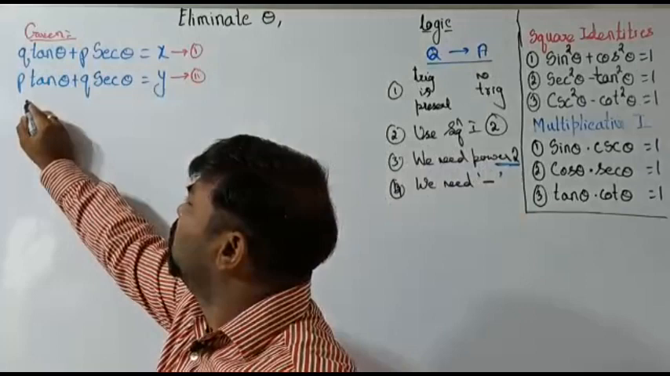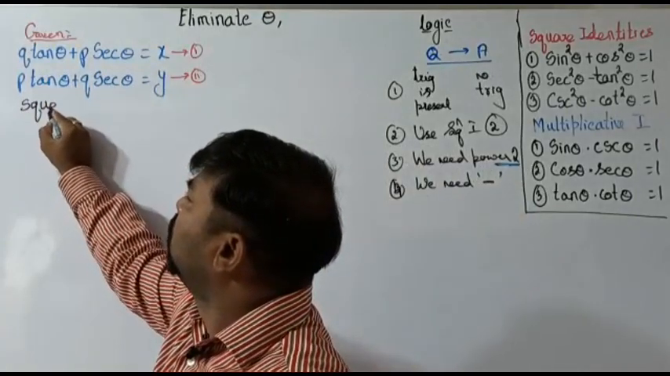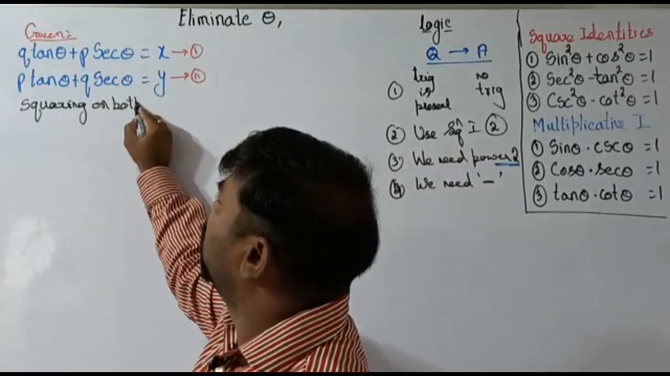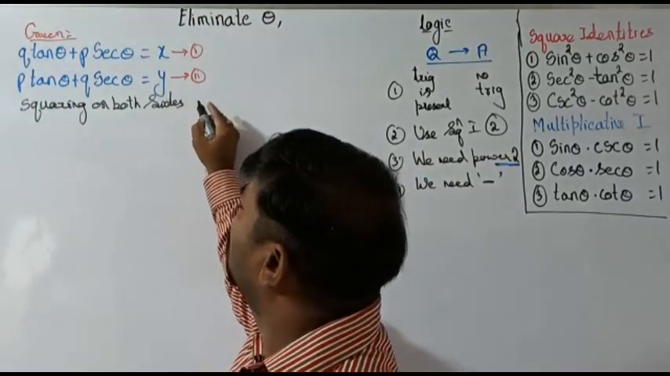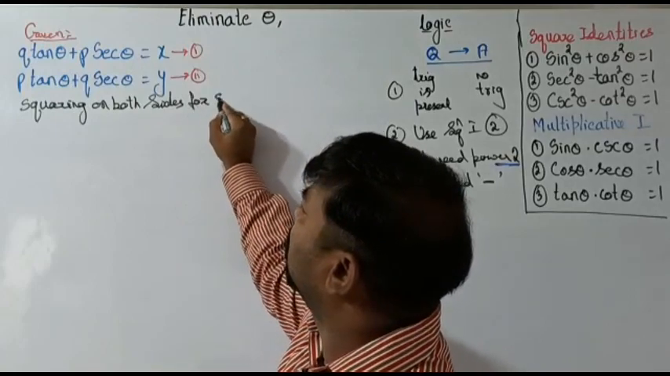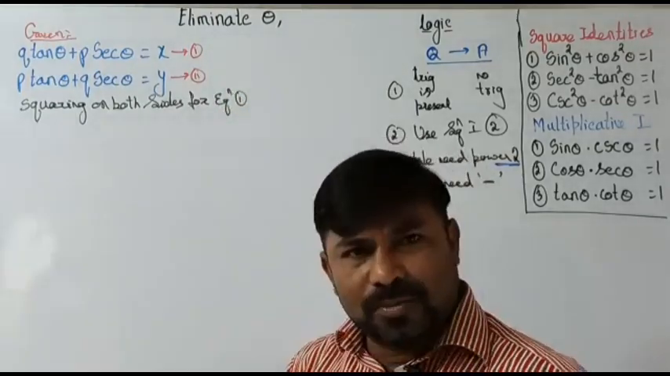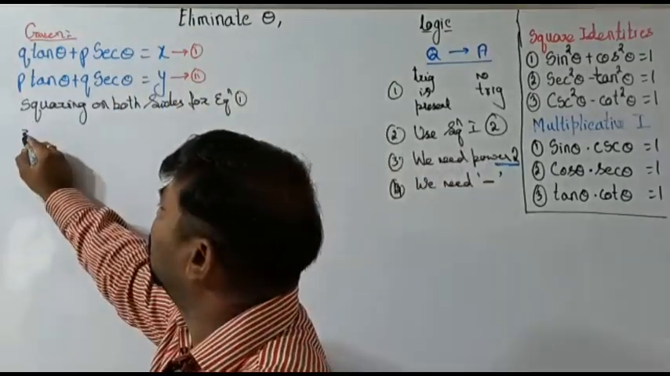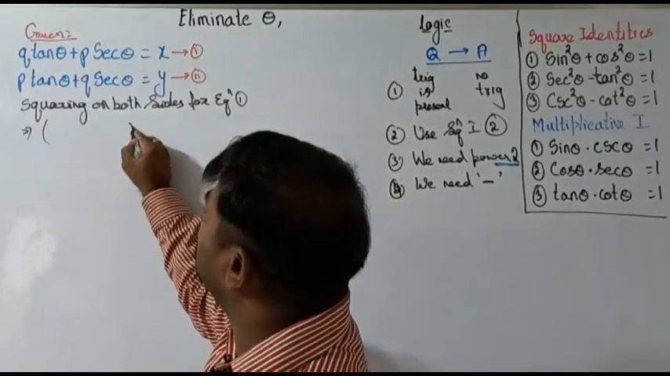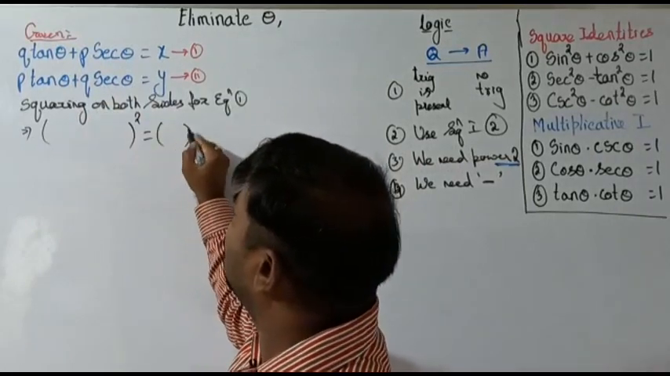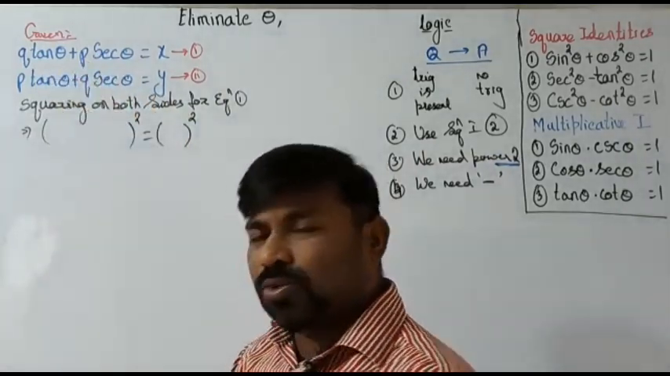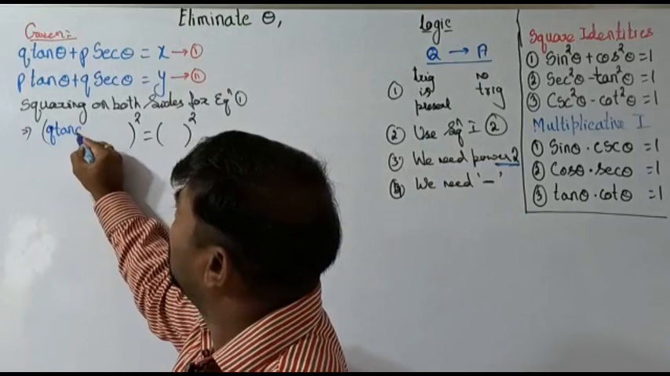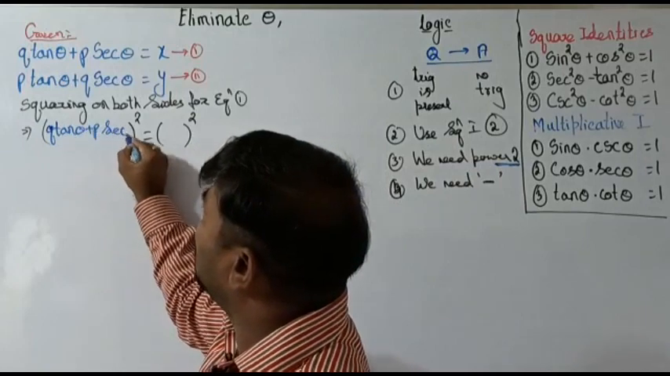Let's do that. So squaring on both sides for equation 1. What I am doing, I am taking equation 1 and squaring on both the sides. So let's work on that. Squaring on both sides means whole square is equal to, we are having square. So I am taking the first part, whatever is there inside. What is there? q tan theta plus p secant theta is there.